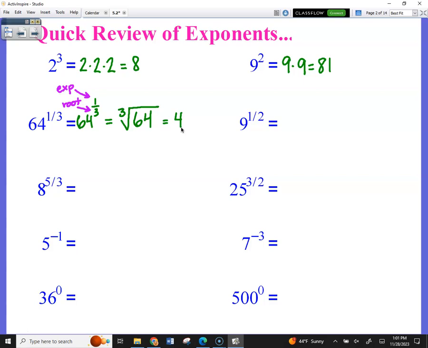Now, 9 to the 1/2 power. I want you to try that. Rewrite it in radical form and then evaluate it.